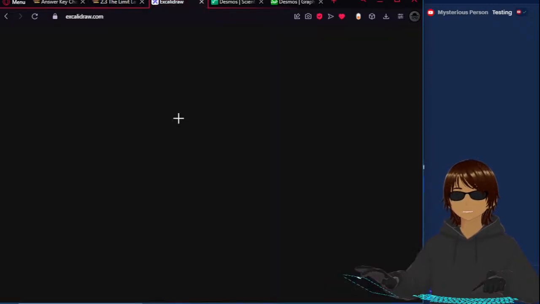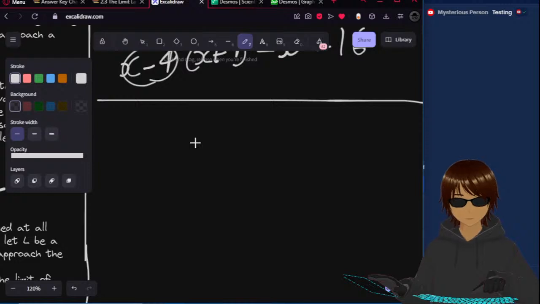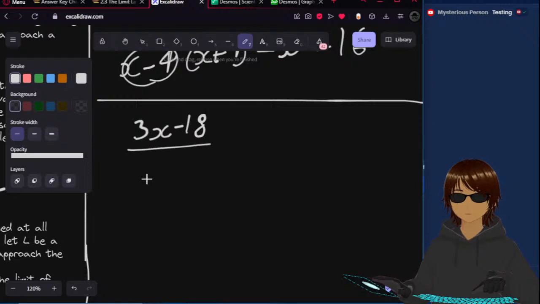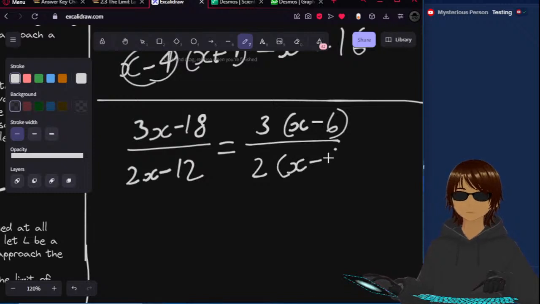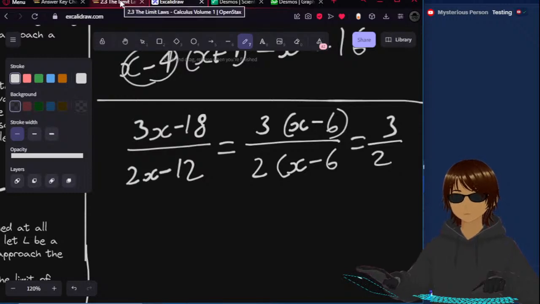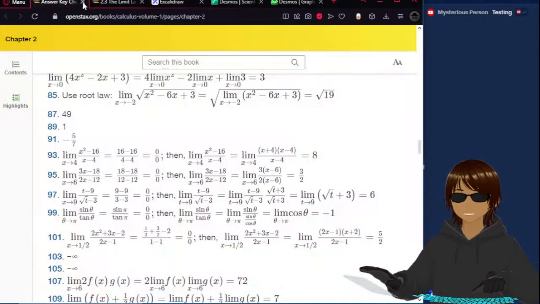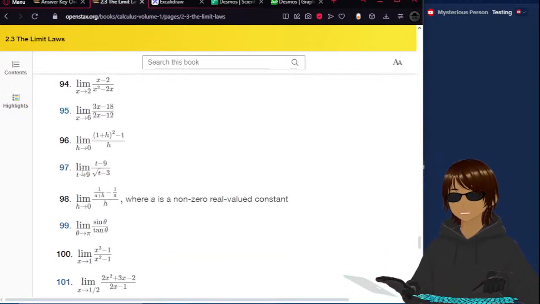3x minus 18, 2x minus 12. Can take 3 out from here. So this is, okay, same thing over here. 2 over 3. 3 over 2, I mean. 97.